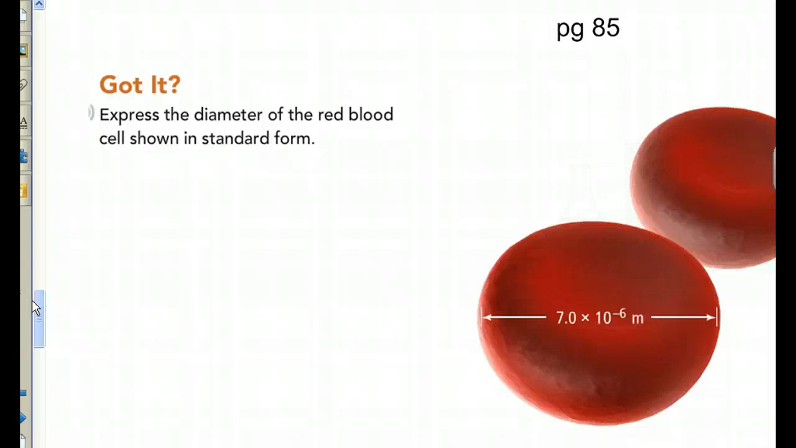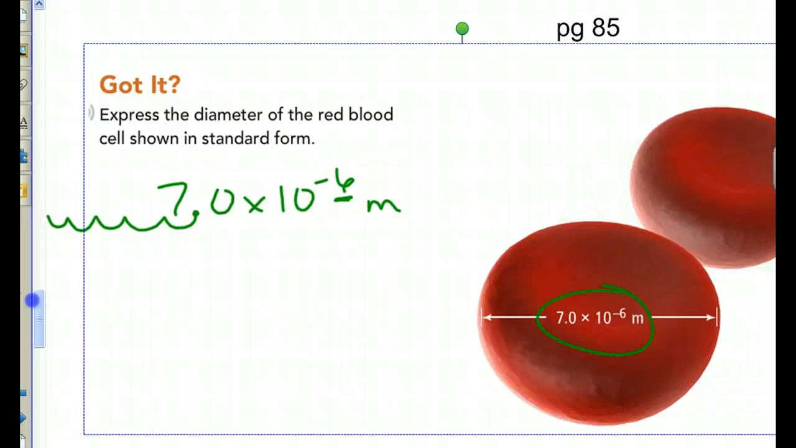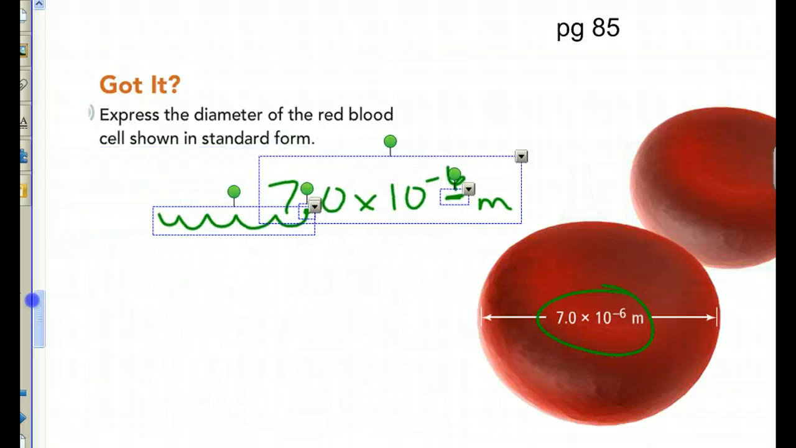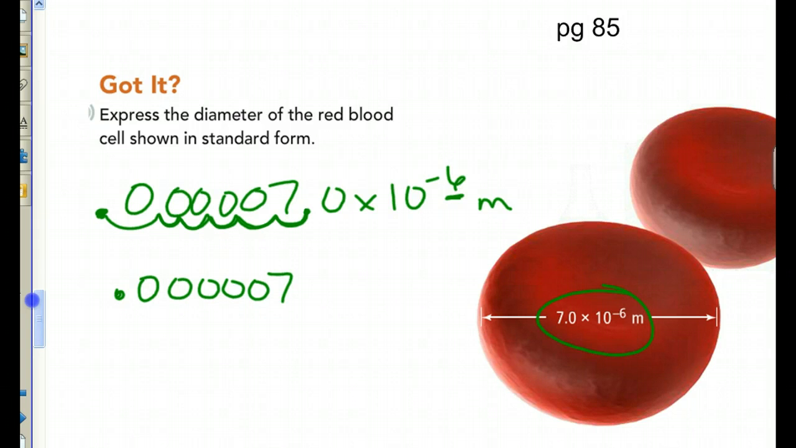Express the diameter of a red blood cell shown in the standard form. Well, there's your red blood cell. I know it looks kind of creepy, but here is our scientific notation that they want us to write out in standard form. So how we do this is we take our decimal and we want to go 6 spaces and we're going to go to the left. So 1, 2, 3, 4, 5. Oh, and I ran out of room. So 1, 2, 3, 4, 5, and 6. And that's where our new location of our decimal will be. How many zeros do we have to fill in? 1, 2, 3, 4, 5. So it's going to be 0.000007 meters.